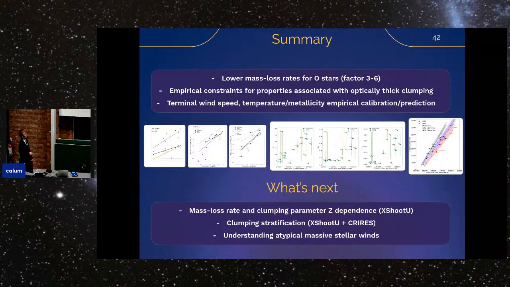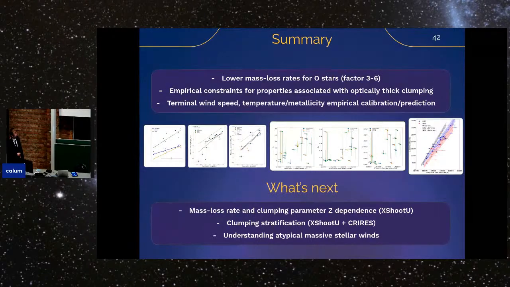I'm showing you a summary here with some of the most important plots. The main takeaways are that throughout the PhD, we've been able to find accurate mass loss rates from massive stars, and these tend to be a factor of 3 or so higher or lower than those generally used in predictions of stellar evolution. In tandem, we've also been able to get the first empirical constraints of parameters associated with optically thick clumps. And finally, to get terminal wind speed, temperature, metallicity calibrations, thanks to the Ulysses survey.